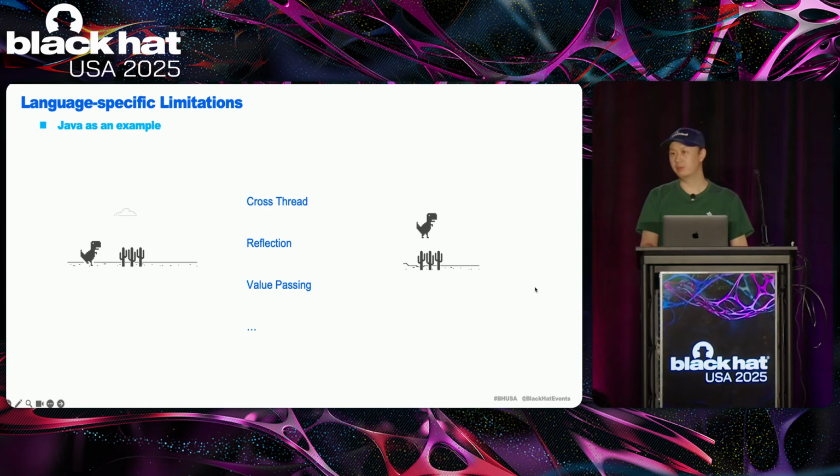And after an overview of DFA, now we introduce some of the challenges it faces, using Java as an example. Static analysis tools, including CodeQL, face challenges such as cross-thread issues, reflection, and value parsing.